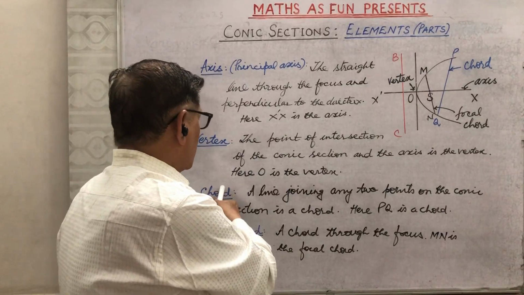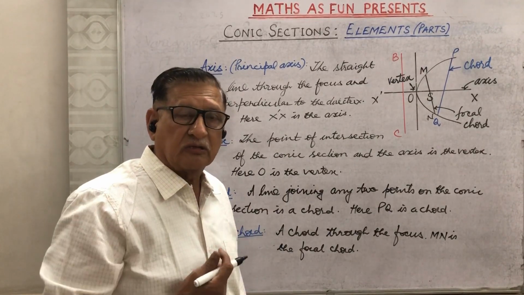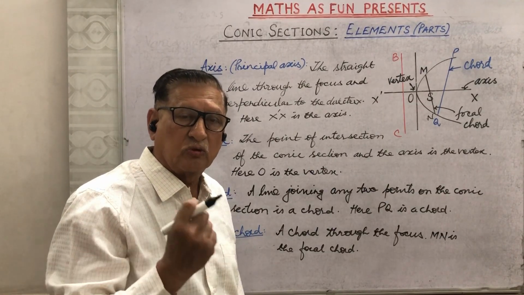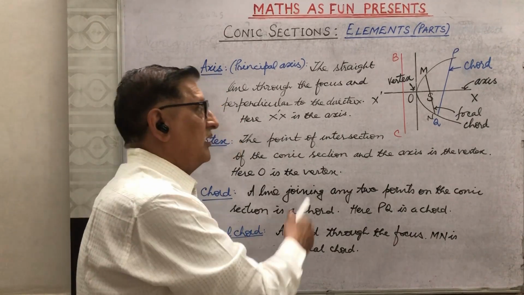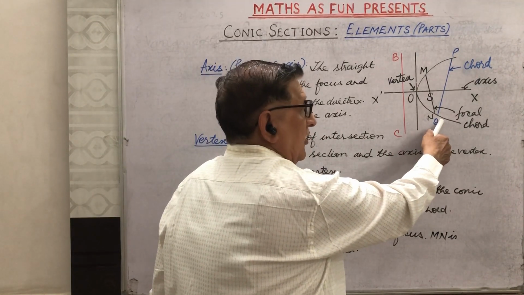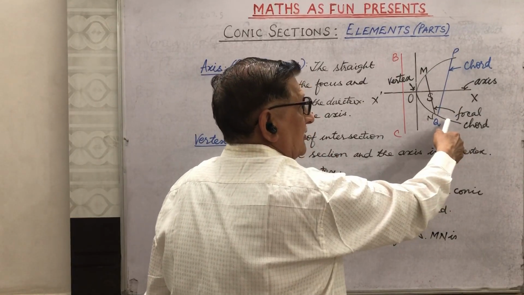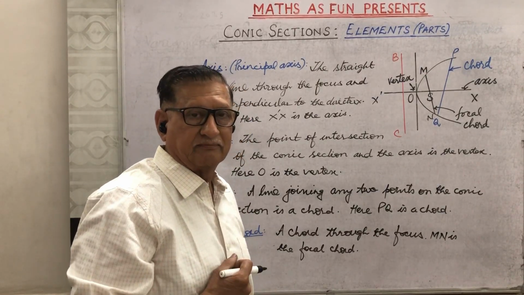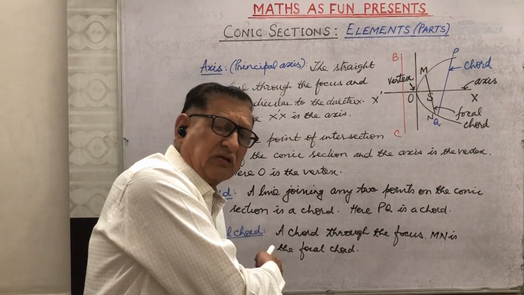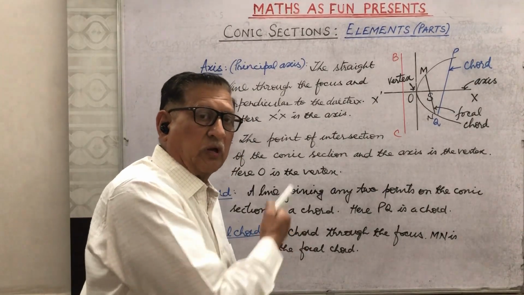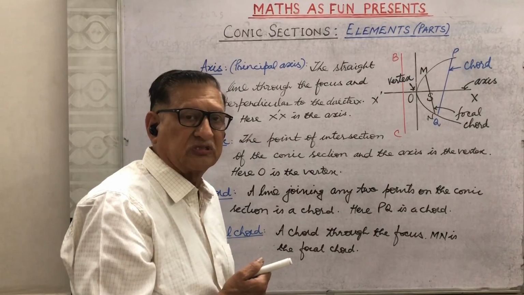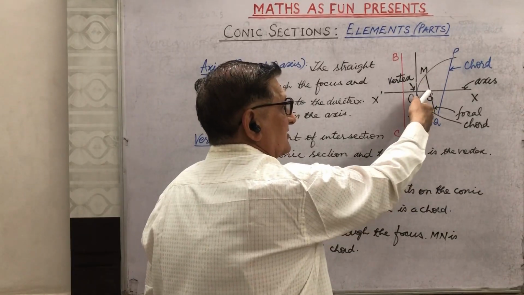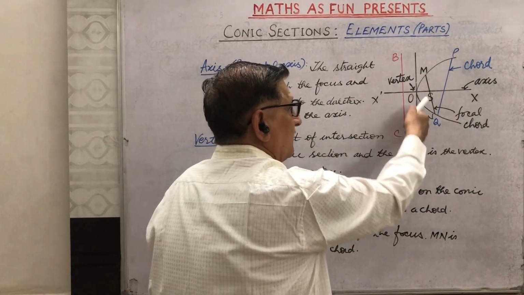Now the chord. As we have learnt in the circle also, any line joining any 2 points on the circumference of the circle is known as the chord. Here also the same, if we have any 2 points on the conic section, then the line joining these 2 points is also known as the chord. Now the focal chord. As the name itself tells, focal means through the focus. So any chord which is passing through the focus of the conic section is known as a focal chord. Here we can see MAN is the chord which is passing through the focus S. So it is the focal chord.